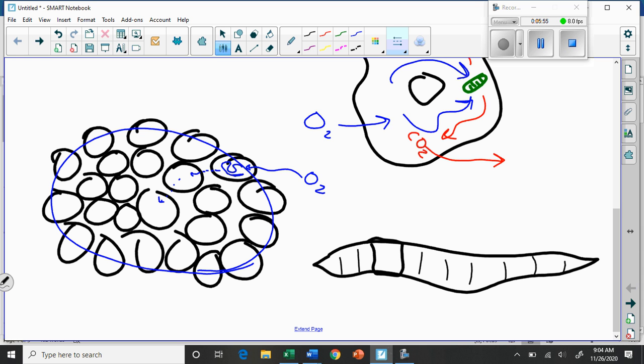The worm does not have lungs. It doesn't have any openings or tubes through its body. It coats itself in a nice thick slime, right? That's why a lot of these little invertebrate organisms.